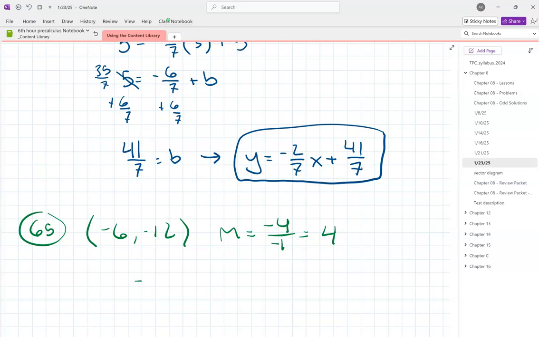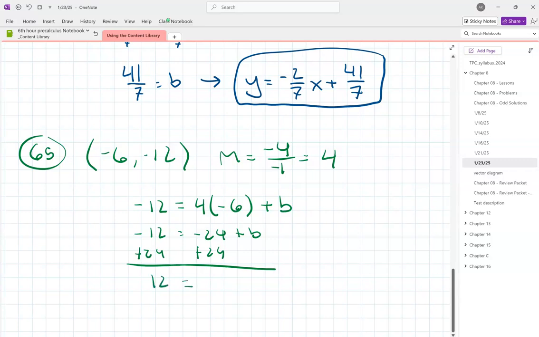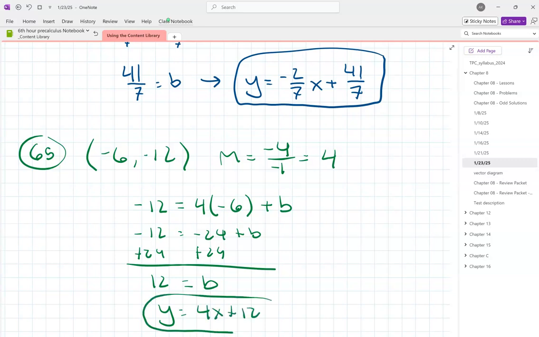So, slope-intercept equation again. Plugging in my m, x, and y to solve for b. I'll add my 24 over. I get 12 for b. So I have y equals 4x plus 12. Josh, that feel okay? Okay.